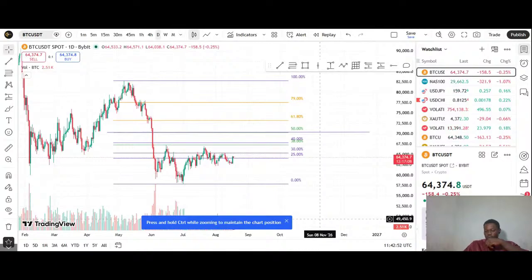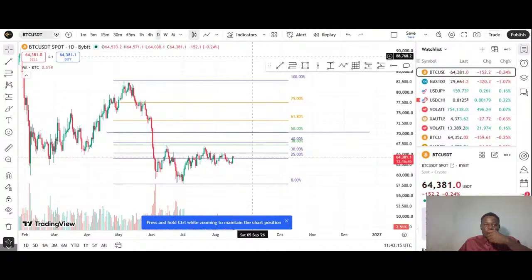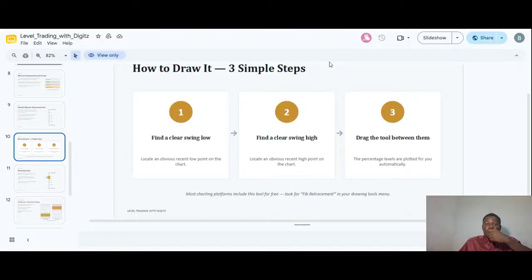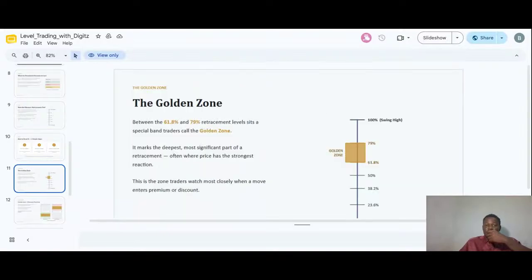So what other signs are necessary? Like I said, I will be talking about that in subsequent lessons. So now I'm sure you know how to mark your premium and discount zones using your Fibonacci retracement tool. I've shown you the swing high, I've shown you the swing low.